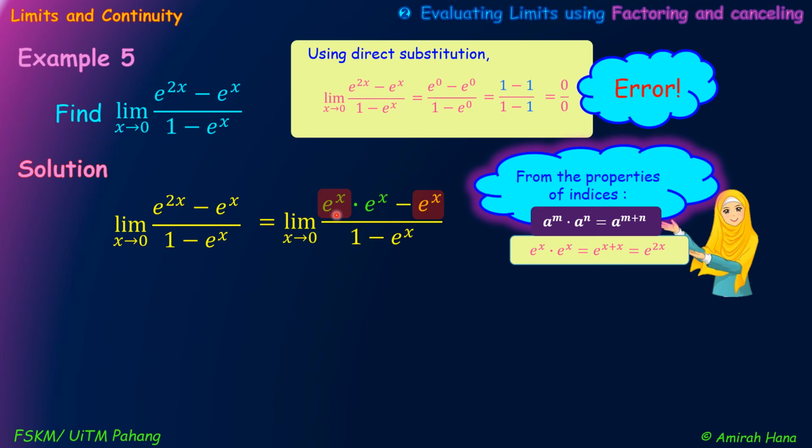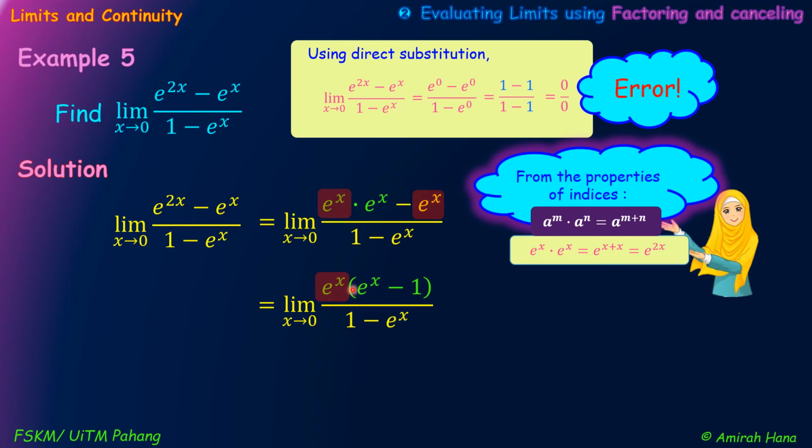Right then, from here we have the same term. So we can write equals to limit x approaches 0. We can factorize e to the power of x here, and then in the bracket we have e to the power of x minus 1. So that when we expand, we get back this.